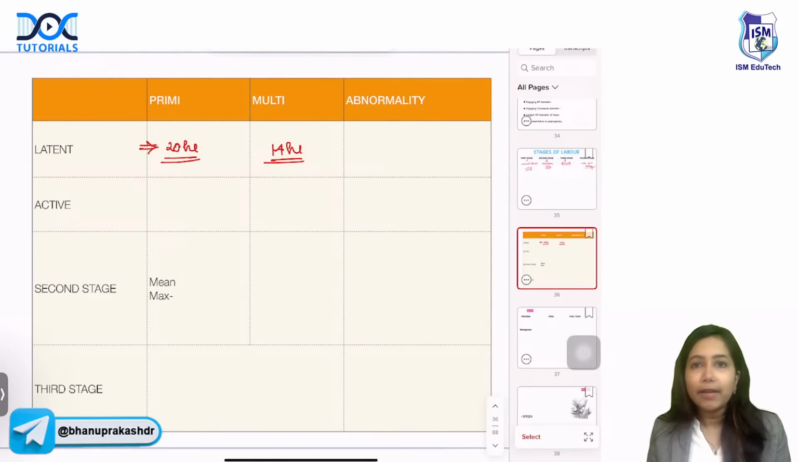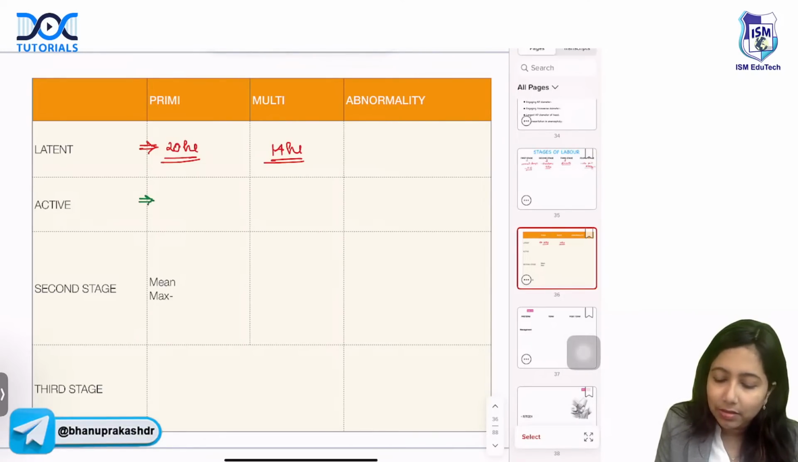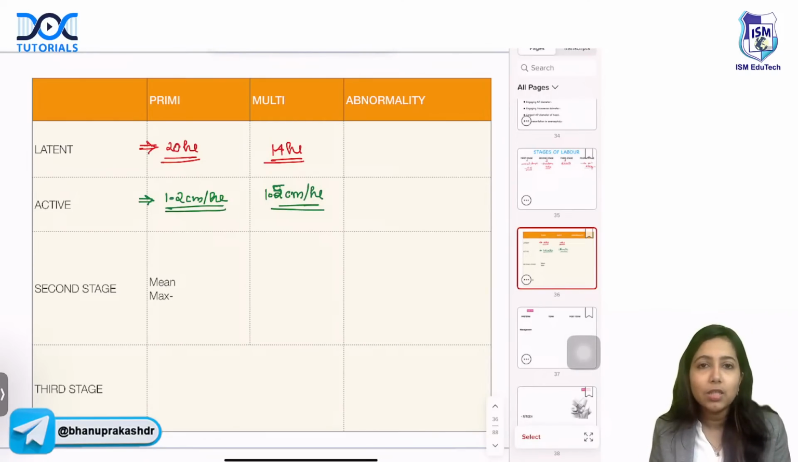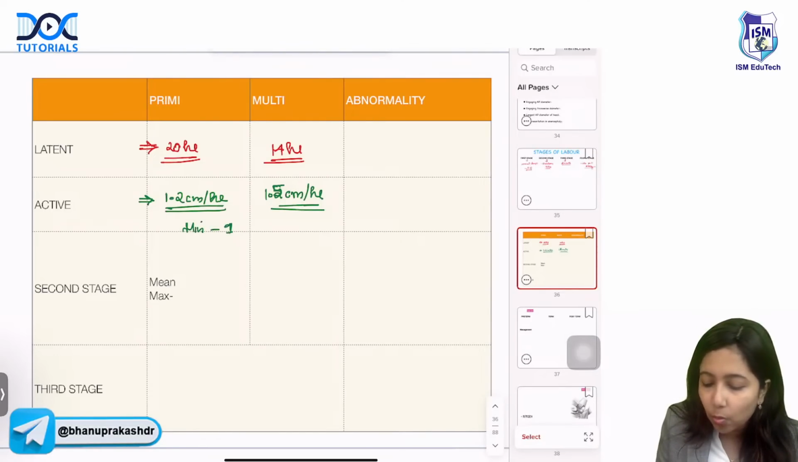In the active phase, the normal rate at which dilation happens in a primigravida is 1.2 centimeter per hour, and in a multi it is 1.5 centimeter per hour. Remember that multi will progress faster, so the higher value will be in the multiparous woman. So 1.5 centimeter per hour in a multiparous female, 1.2 centimeter per hour in a primi. And the minimum rate of progress is 1 centimeter per hour.